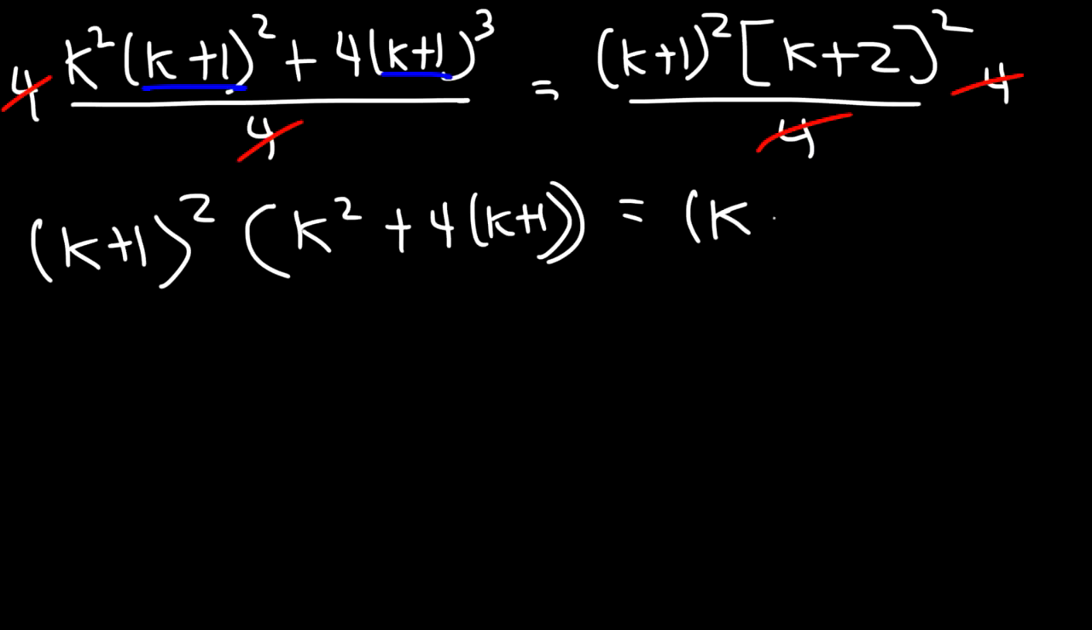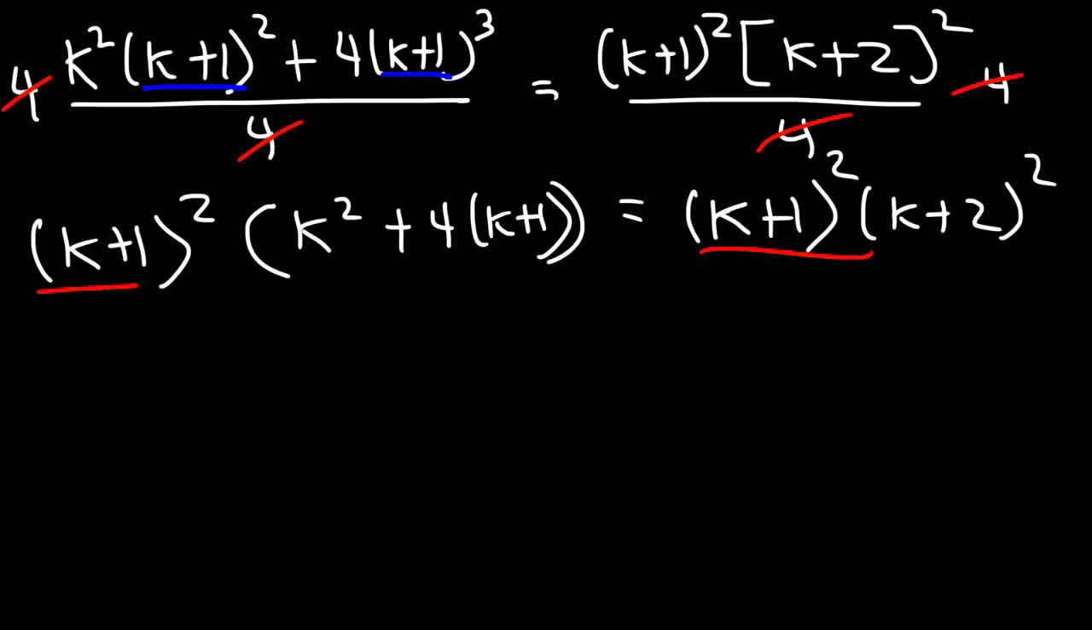We don't have to make any changes to the right side, so I'm going to keep it the same. Now, these two are already equal to each other, so I got to show that this expression is equal to k plus 2 squared.